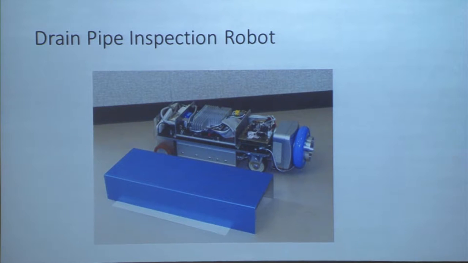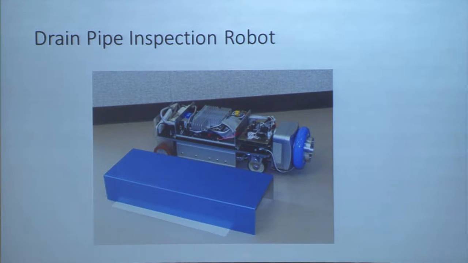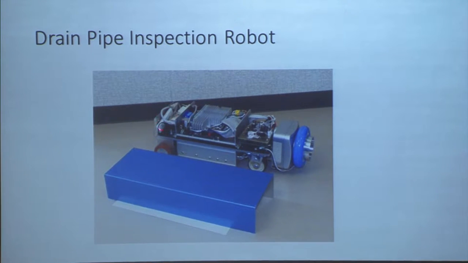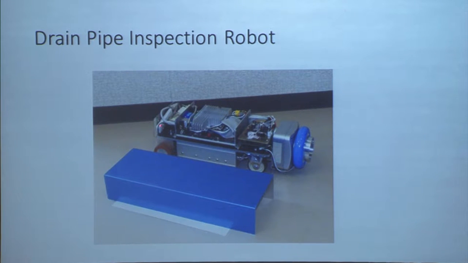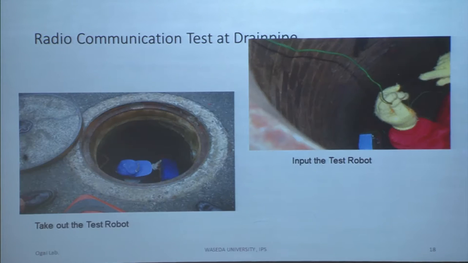The inside is like this. This is a web camera, and this is a wireless communication system, and this is a network communication module and antenna. This is a computer, and this is a battery. And this is a cover. Yesterday, I explained like this.